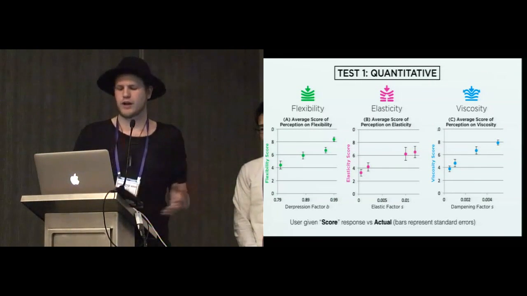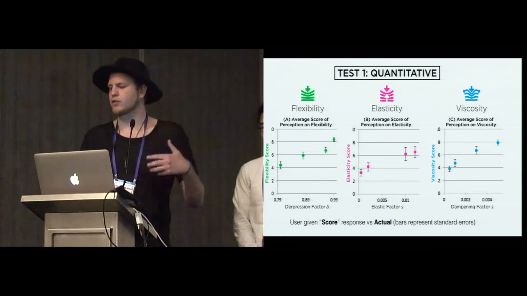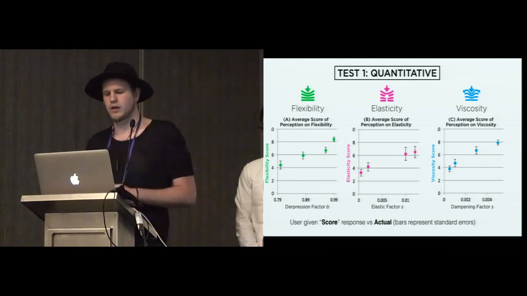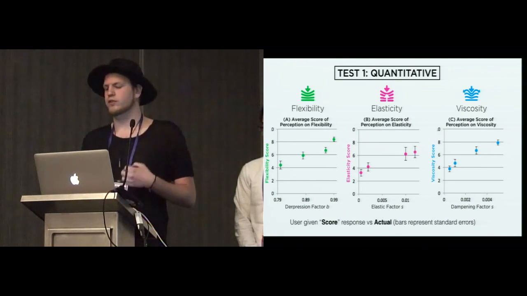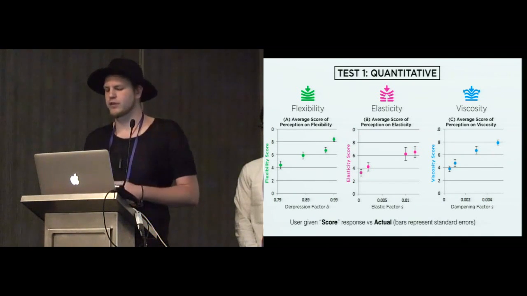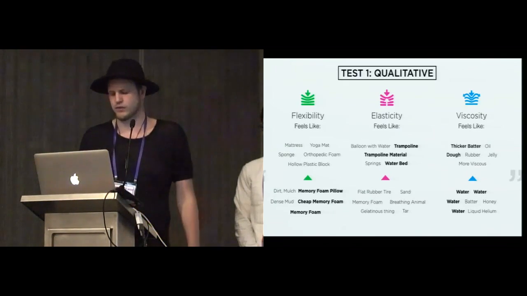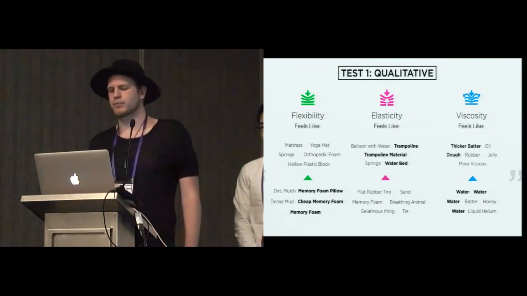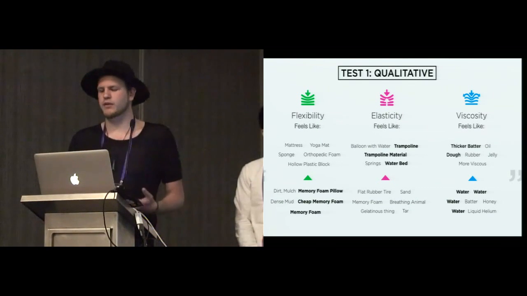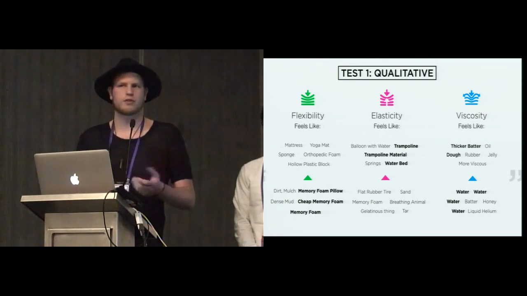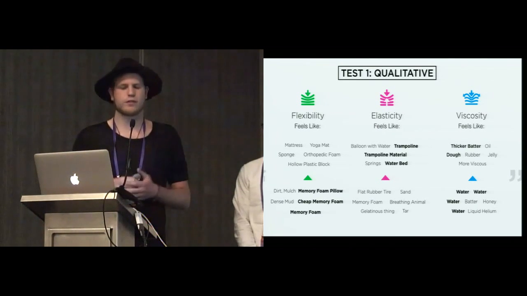So in the first test, our results showed a noticeable change as we varied each property. Here you can see the given score on the y-axis versus the actual parameter that we changed on the x-axis. Despite not computationally varying the force of each individual pin, our users were able to accurately differentiate these varying intensities of flexibility, elasticity, and viscosity. Also, in the qualitative study, users referred to materials that related to the properties that we actually provided them, speaking of foam for flexible variations, springy references for elasticity, and water or honey for viscosities.